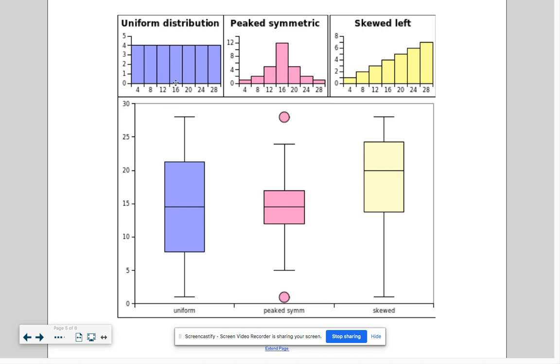So the center would be about 16. And when you have a histogram, you can give a range. Like this is 14 to 18 is the center, right? The center of this one over here would be the same, 14 to 18, right?